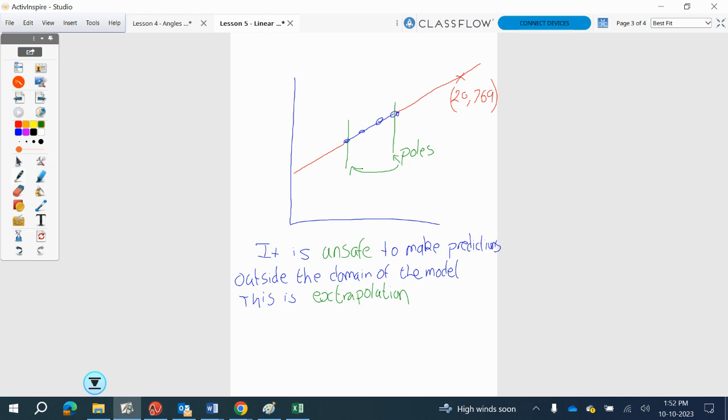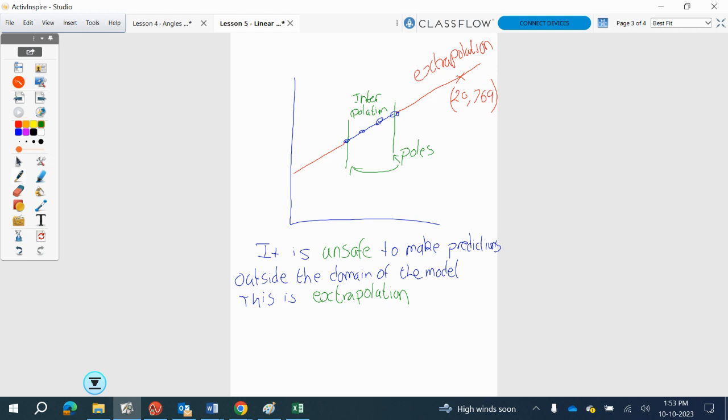For instance, we talk about extraterrestrial. An extraterrestrial is something that comes from outside of our Earth. Terra is Earth. Extraterrestrial is a being which doesn't come from this Earth. So here at these sides, this is extrapolation, and here in between is interpolation. So it's okay to make predictions inside, but it's unsafe to make them outside. Okay, as long as you have a good line of fit.